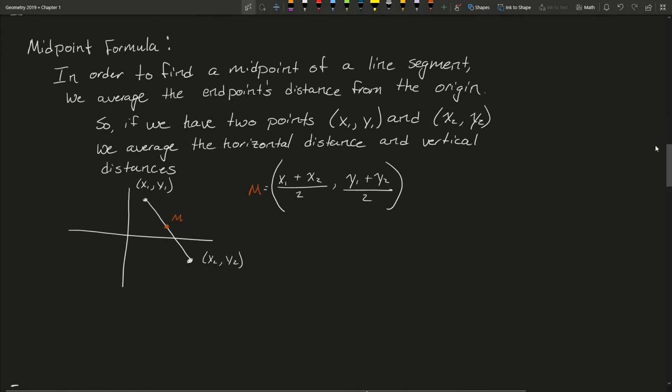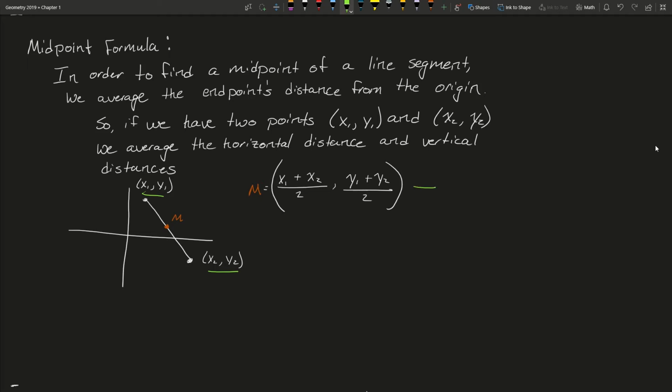The next thing is the midpoint formula. So in order to find a midpoint of a line segment, we average the endpoints' distances from the origin. So if we have 2 points, (x1, y1) and (x2, y2), we average the horizontal distance, or the x distance, and the vertical distances, or the y distance. So on this graph, if we have this segment that starts at (x1, y1) and ends at (x2, y2), we can simply average the x's and then average the y's, and that'll give us our midpoint.